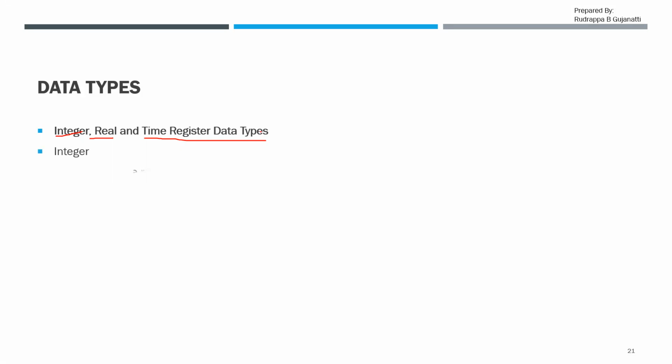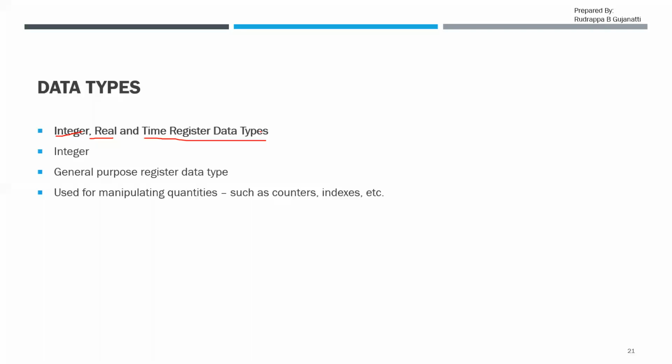So first, let us discuss integer. These are basically general purpose register data types. In this case, they are basically used in quantities wherein we can go for counters and indexes. In the previous case, we saw that we were accessing, say, something as bus of 7. So this is the integer value. In such kinds of cases, we might require it. So here I am directly specifying the number.